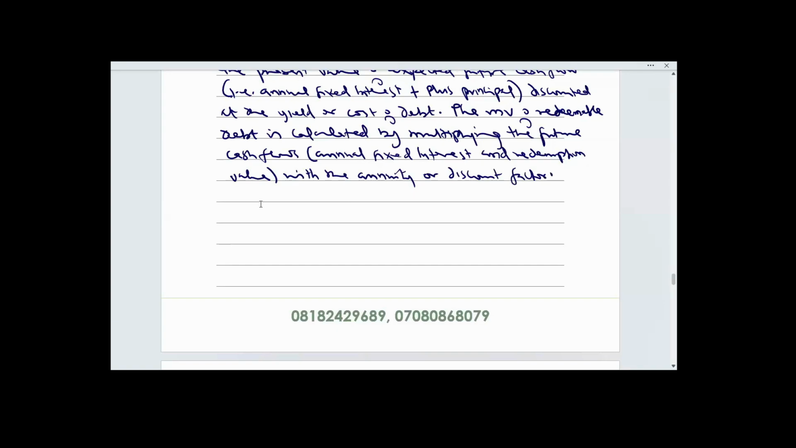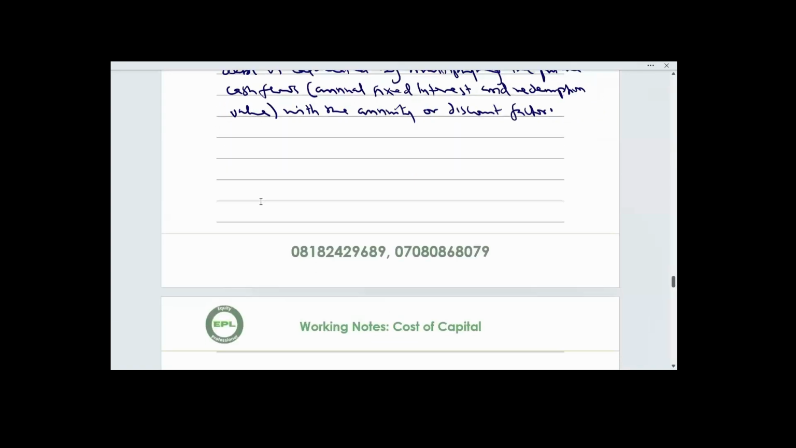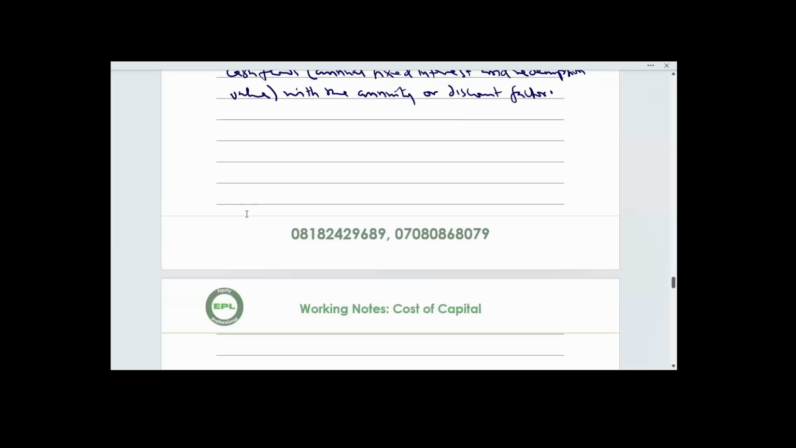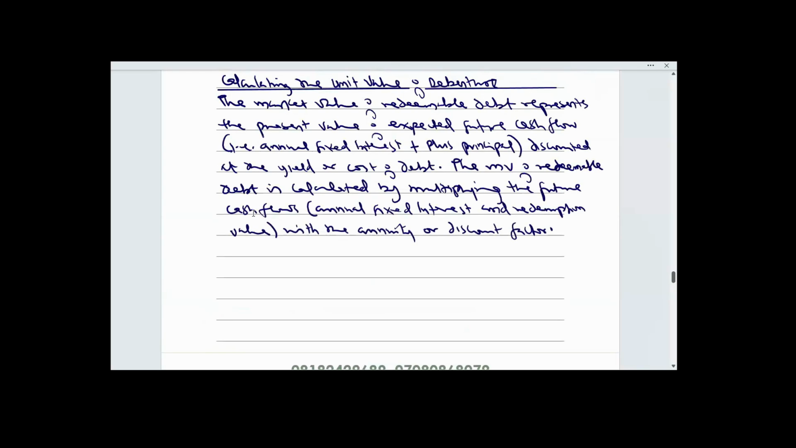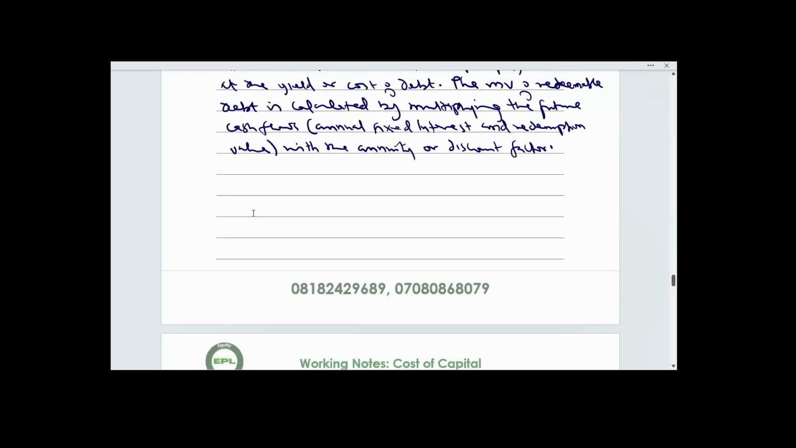Okay, so that is how to calculate market value of debt. So in this case, to solve this question, I would say the way you calculate NPV is the same way you are going to calculate the present value. The only difference is that when you are calculating the present value, you don't include year zero. You don't include year zero. So if that is the case, I would then say calculating present value.